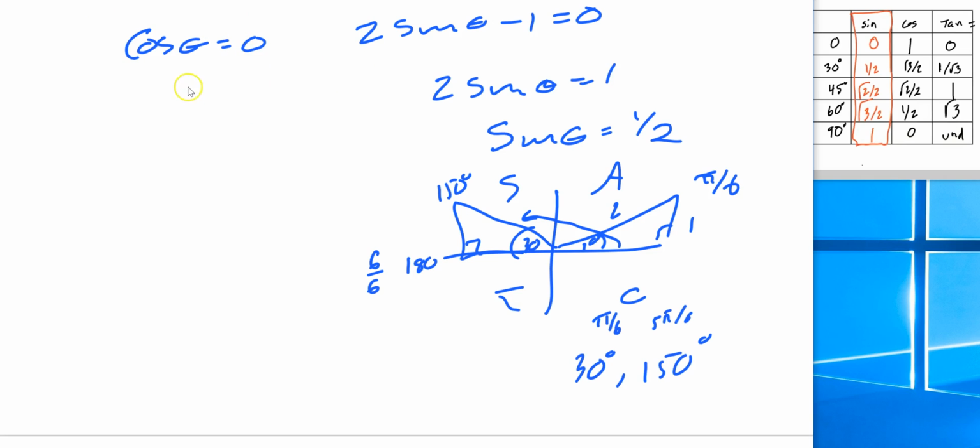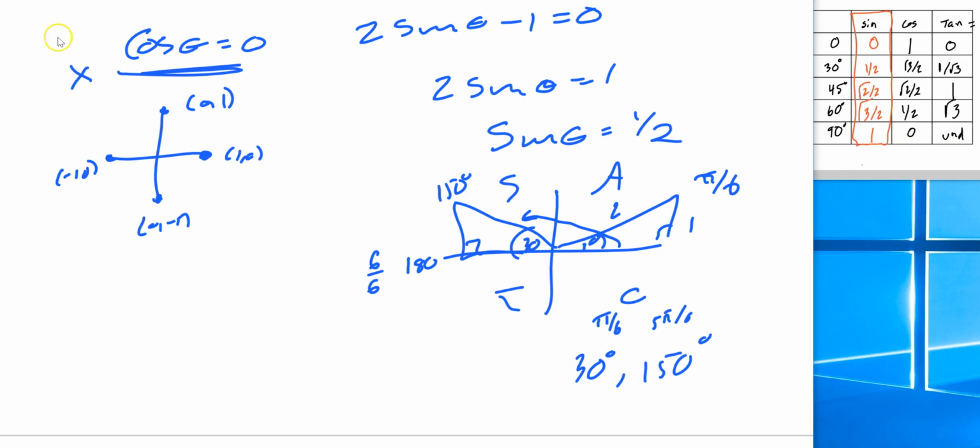Okay, so when does cosine equal 0? Doing the table way, you've got to remember, oh, 0, 1, that's one of these things. So where does cosine equal 0? Well, this is 1, 0, 0, 1, negative 1, 0, and 0, negative 1. Cosine's the x value because sine's the y value. So we're looking at these two. So 90 and 270, also known as pi over 2 and 3 pi over 2.